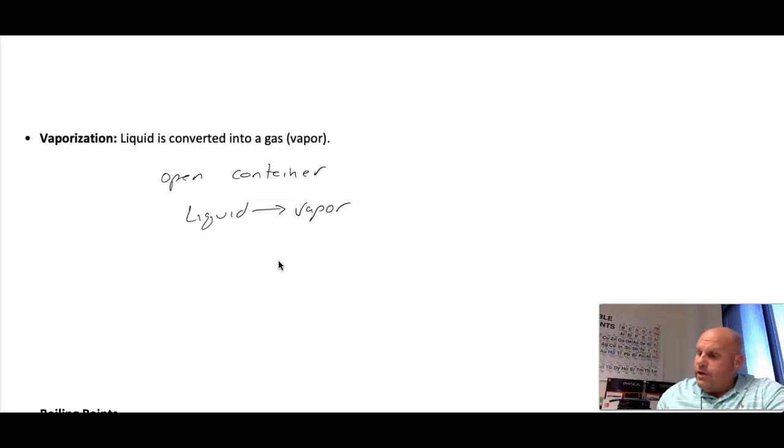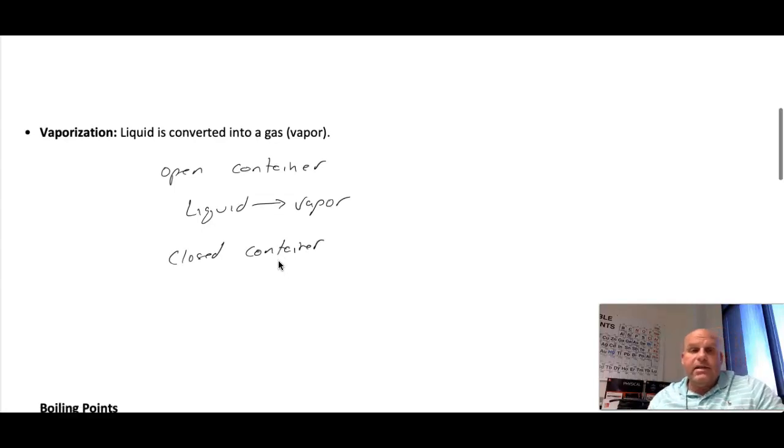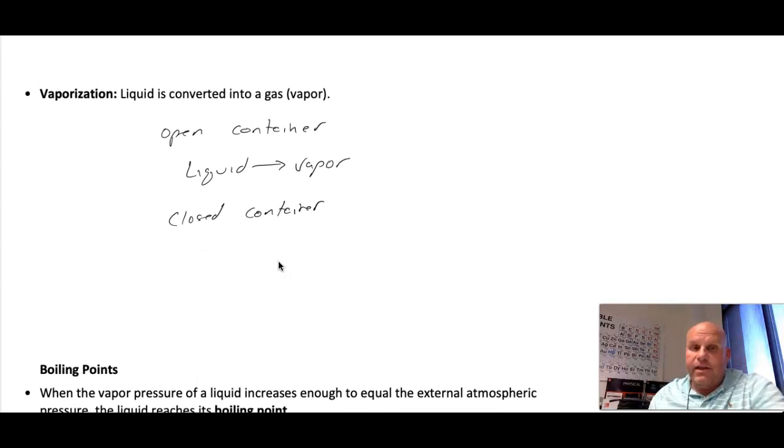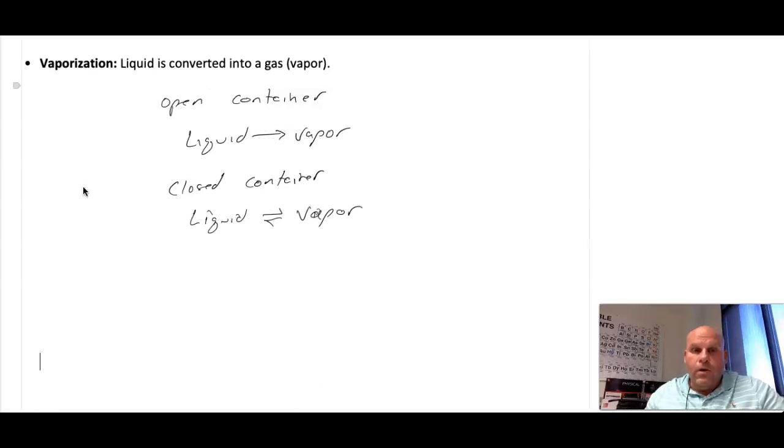It's a little different if we think of this in a closed container. We don't get that complete transfer of liquid to gas because it's a closed container. What actually happens is we get an equilibrium between the liquid and vapor states. What does that mean, equilibrium? What is happening here in a closed container is we reach a certain point where we have a dynamic equilibrium, in which case the liquid level does not change.